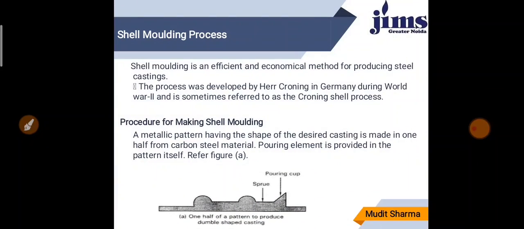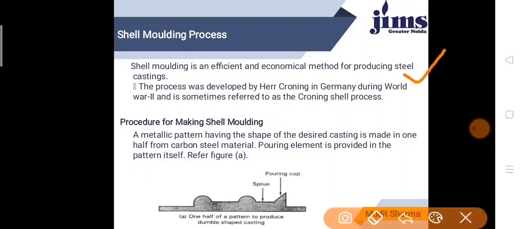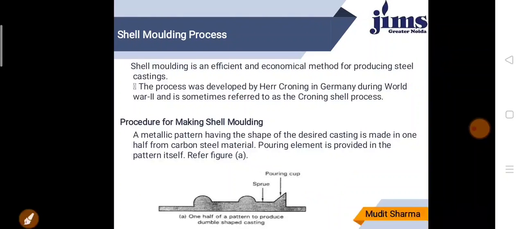Firstly, shell molding is an efficient and economical method for producing steel casting. The process was developed by Herr Croning in Germany during World War II, and it is sometimes referred to as the Croning shell process. This is a schematic diagram which shows how shell molding is done. This is a metallic pattern of the desired shape, made in one half from carbon steel material, with a pouring element provided in the pattern itself, which is shown in this figure.